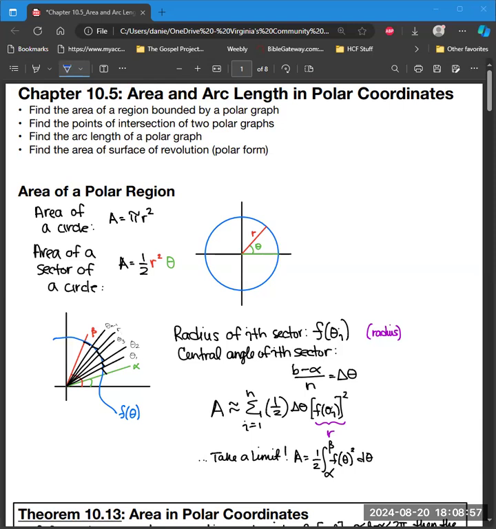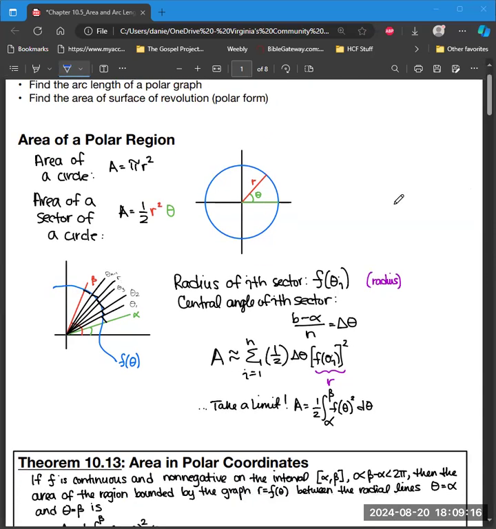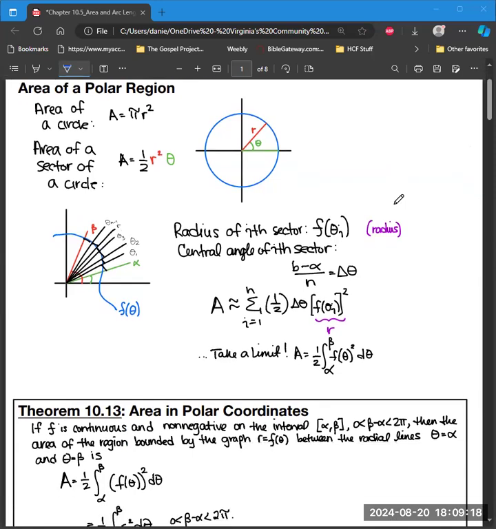Our objectives here will be to find the area of a region bounded by a polar graph, then to find the points of intersection of two polar graphs, to find the arc length of a polar graph, and to find the area of a surface of revolution in polar form. Let's start with how we find the area of a polar region.